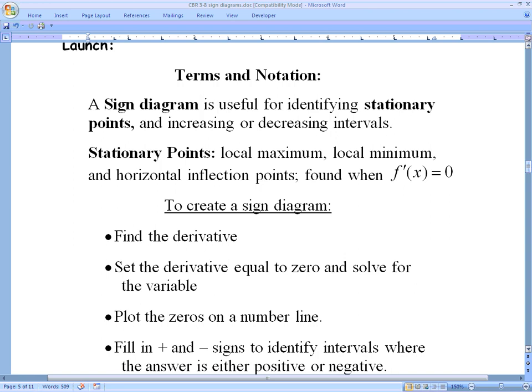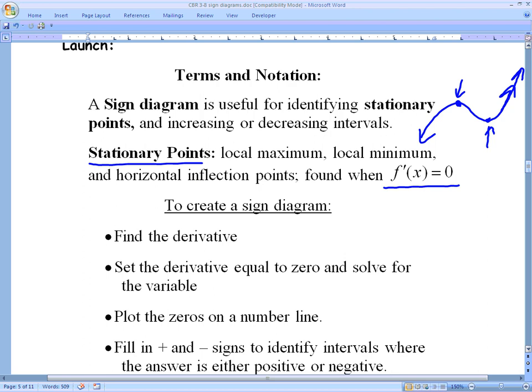A stationary point is a local maximum, a local minimum, or a horizontal inflection point. All of these are found when f prime of x equals 0, also known as when the derivative equals 0. If I have a graph like such, I've got local maxes and minimums. It's not the absolute maximum here because the graph continues on above it, but immediately to the right or to the left of this point, it is a max, and the same thing for this. So we call those a local max or local minimum, or you could also call them relative, meaning relative to what's next to them, they're as high as they get.